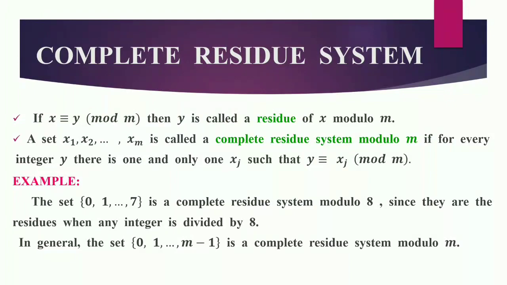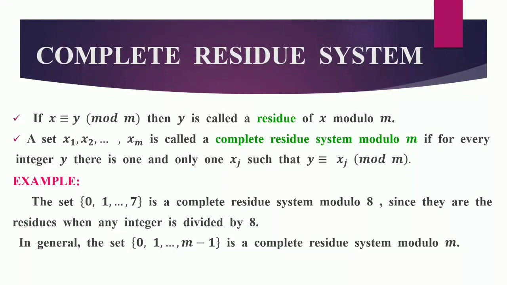Complete residue system. First we will see what is called a residue. We consider three integers x, y and m. If x is congruent to y mod m, that is if m divides the difference x minus y, then y is called a residue of x modulo m. Next we consider a set of integers x1, x2, etc. xm. Then this set is called a complete residue system modulo m if for every integer y there is one and only one xj such that y is congruent to xj modulo m.